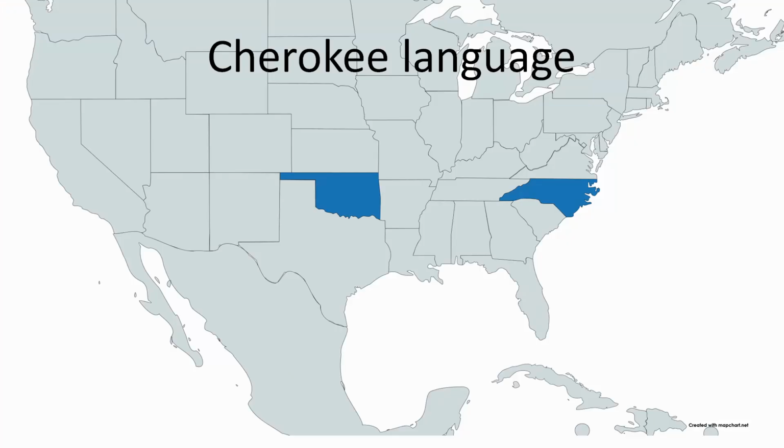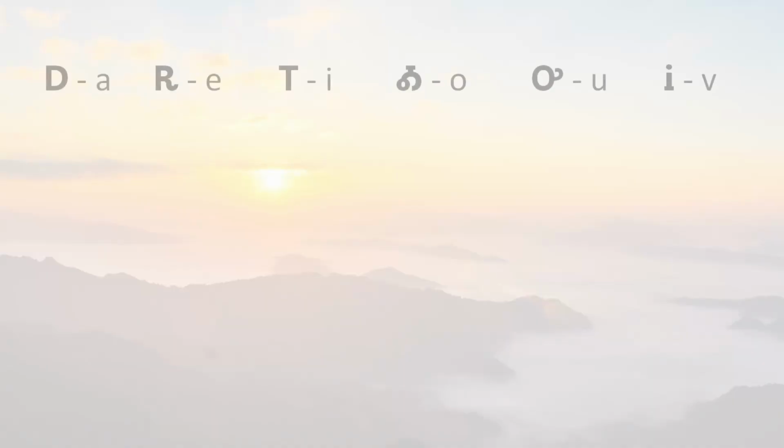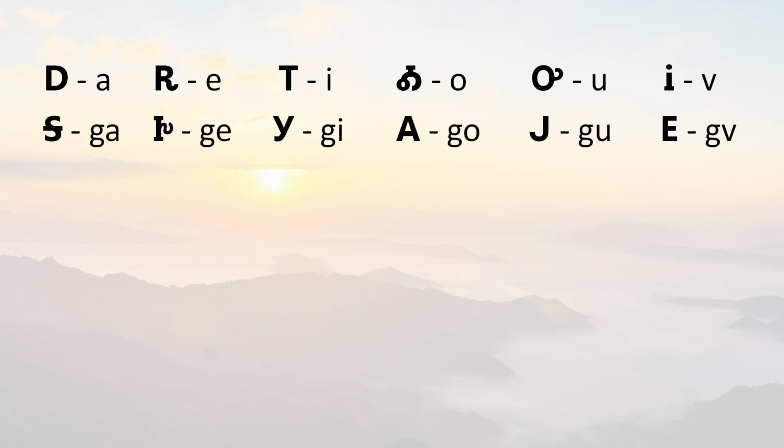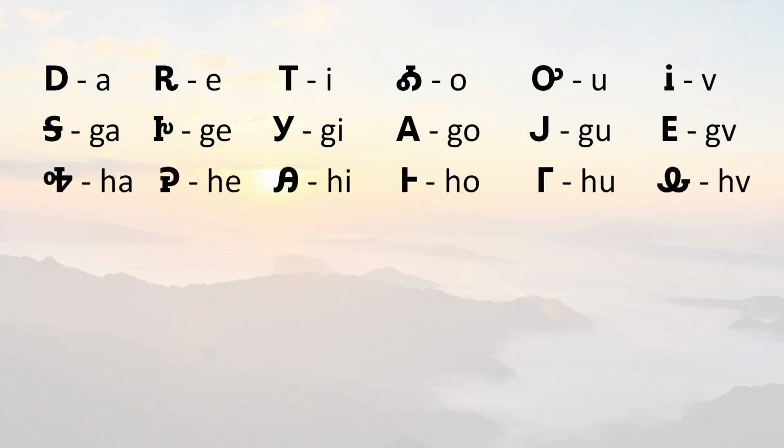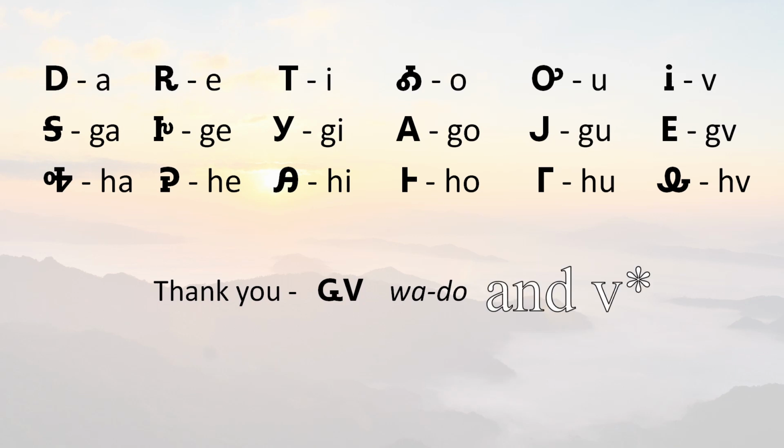Cherokee is a Native American language that is spoken by minority groups in Oklahoma and North Carolina. It categorizes letters based on their consonant. Here are vowels on their own, here they are with G at the start, and here they are with H at the start. Even though these letters resemble letters from other alphabets, they generally have no similarity in pronunciation. For example, thank you is wado, which looks like the letters G and D.